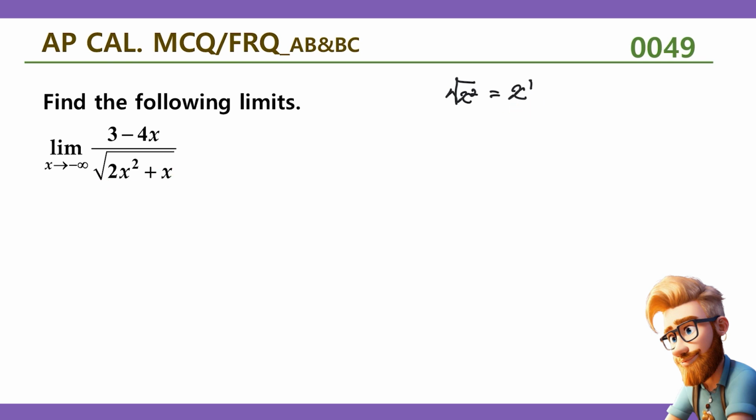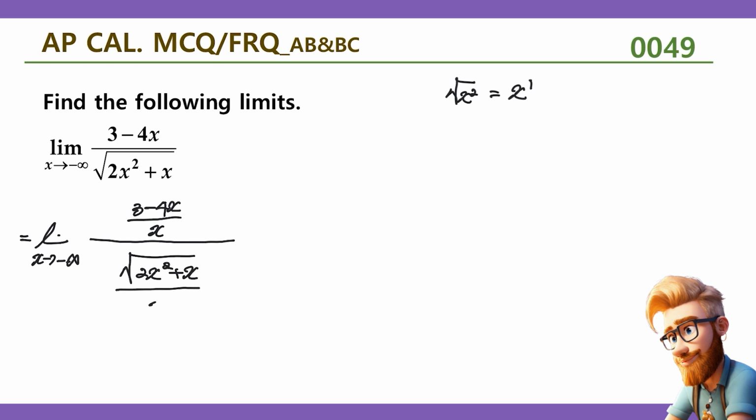So let's do that. That is equal to the limit as x approaches negative infinity, and we have the numerator (3 minus 4x) divided by x, and the square root of (2x squared plus x) over x. And we're going to rewrite this x with a square root. But one thing that we have to be careful about is that when we write x with a square root, it can be written in two different ways. Sometimes x can be written as the square root of x squared, sometimes it can be written as negative the square root of x squared.